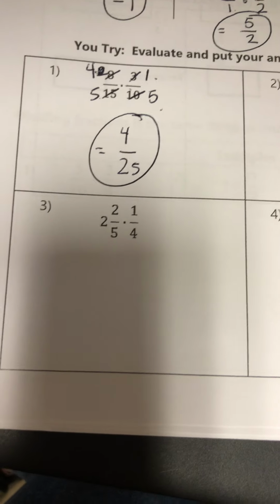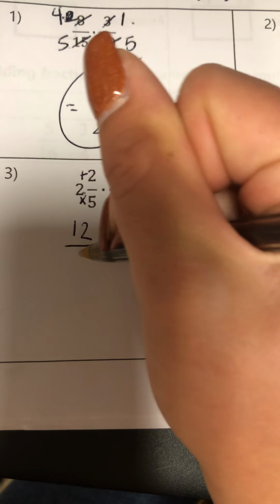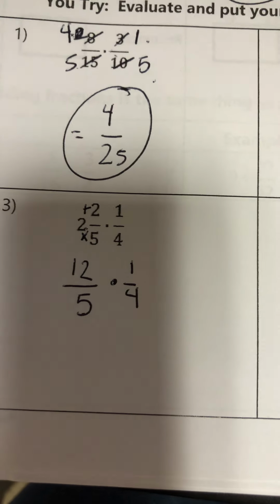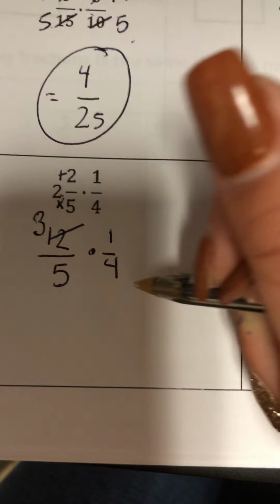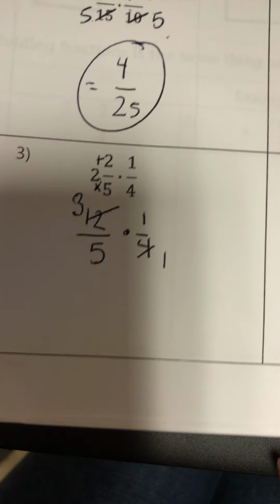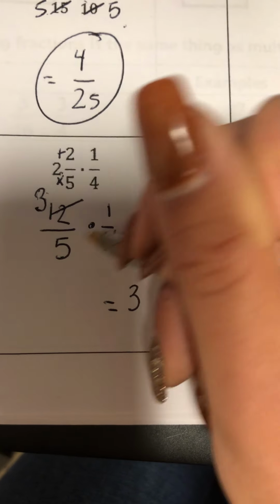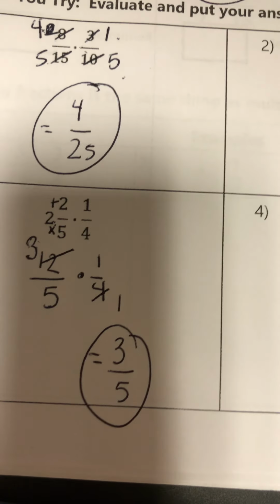My next one is 2 and 2/5 times 1 over 4. Again, this needs to be changed into an improper fraction. 5 times 2 is 10, plus 2 is 12, and that is over 5. And then that is times 1 over 4. Now I can cross cancel. I know that 4 goes into 12 3 times, and 4 goes into 4 1 time. 3 times 1 is 3. 5 times 1 is 5. So my answer is 3/5.